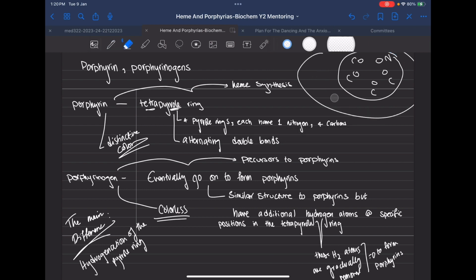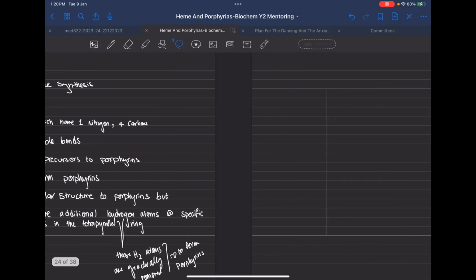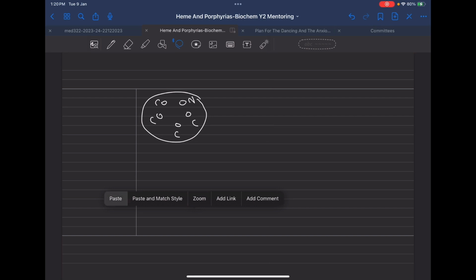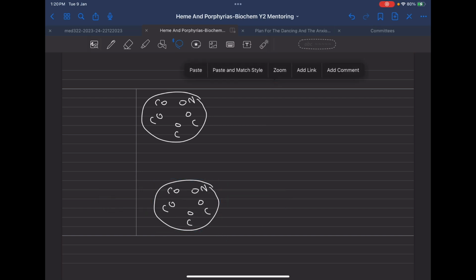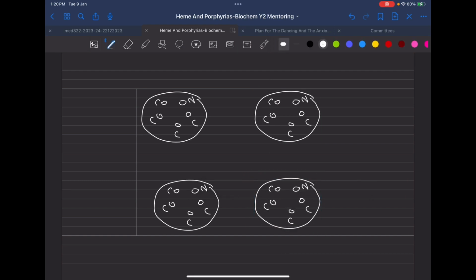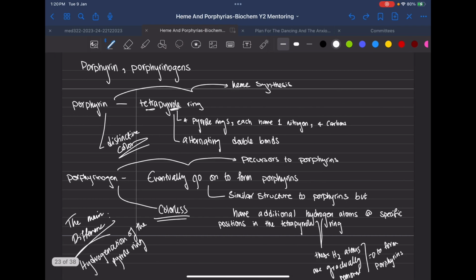Another important thing that you need to note about porphyrin is the double bonds that they have between these pyrroles. And why is this important? It's because these double bonds are what give them their photodynamic properties. These double bonds are what give them their ability to absorb UV or just absorb light. And it's what gives them their distinct color.